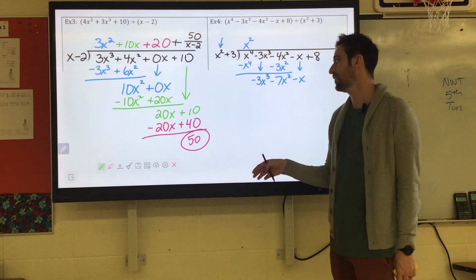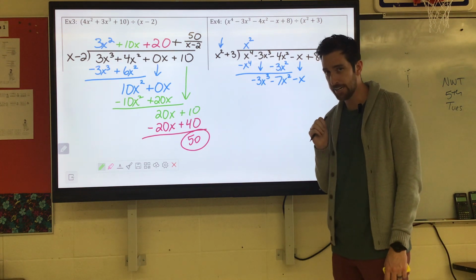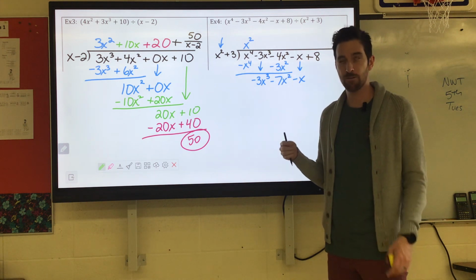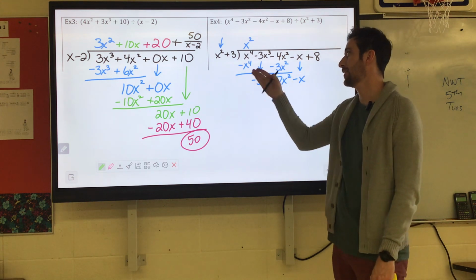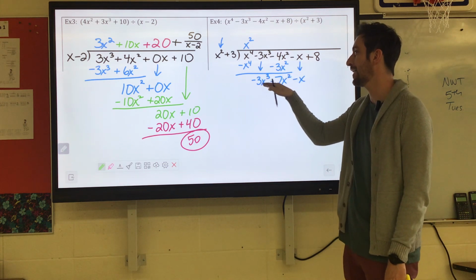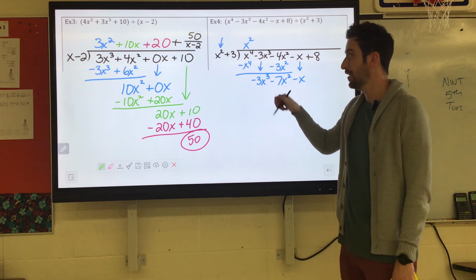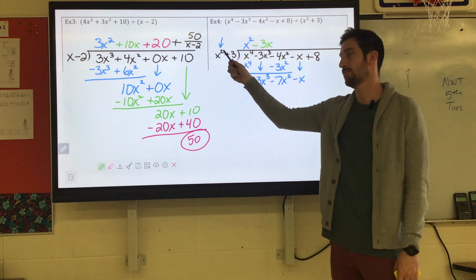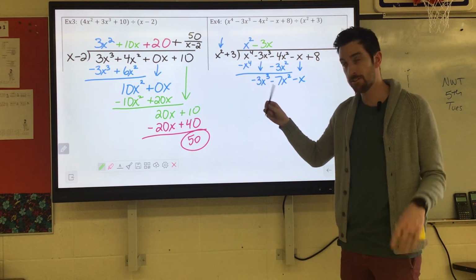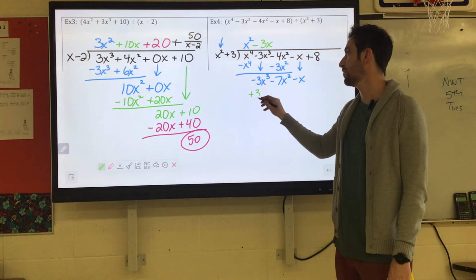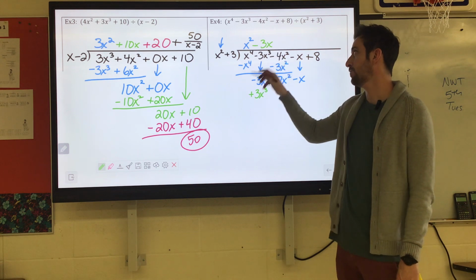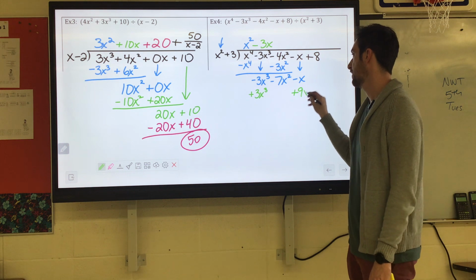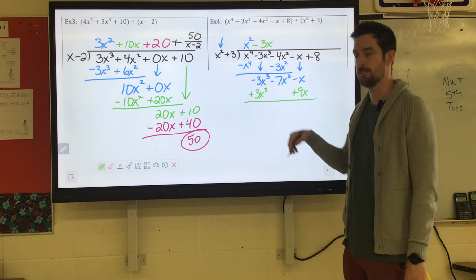All right, we have x squared. I need it to be negative 3x to the third. So again, we're doing negative 3x to the third divided by x squared, or we're thinking in our head, x squared times what gives us negative 3x to the third. So that would be negative 3x. Negative 3x times x squared, negative 3x to the third, bring it down as positive 3x to the third. Negative 3x times 3 is negative 9x, positive 9x. X to the third's gone.